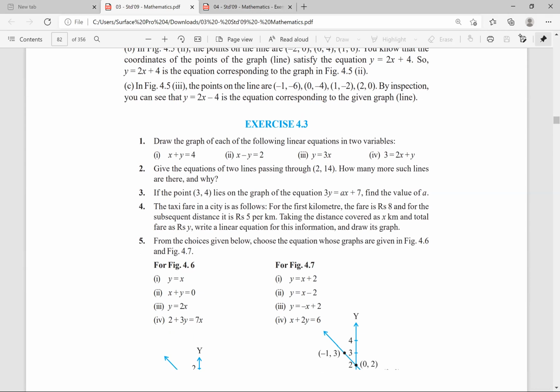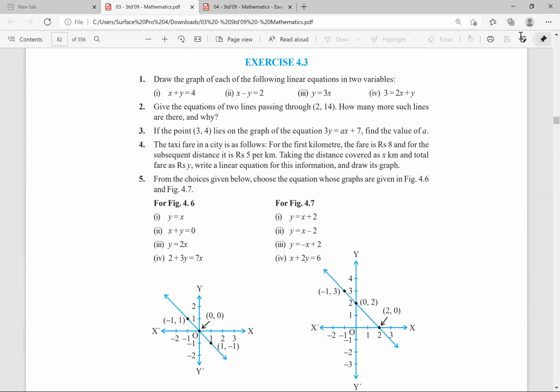Okay, now I want you guys to do this. The first one, draw the graph of the following equations. Now, Hamna, I want you to draw the graph of x minus y is equal to 2. And Miraj, I want you to draw the graph of y is equal to 3x. Let me just increase this a little bit.